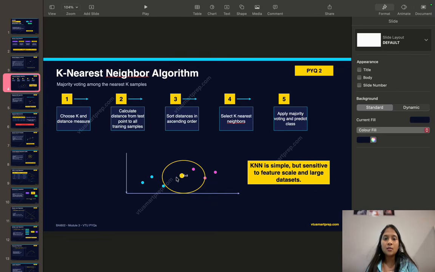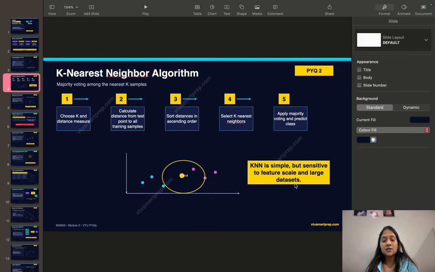This data belongs to which class, either the purple circle dots or the blue colored dots? So it belongs to this class, is what it tells. KNN is simple but sensitive to feature scale and large data sets. So what does it mean?